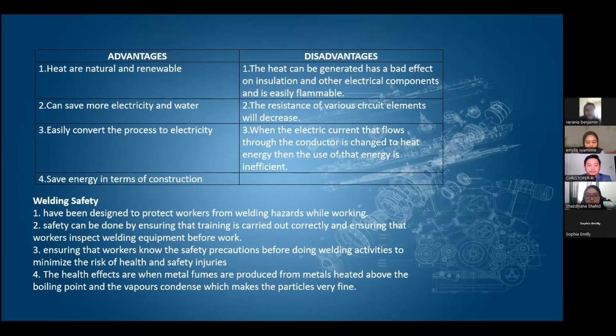For the next presenter. All right, that's the next cluster, which is welding safety. I will continue with the discussion and content.